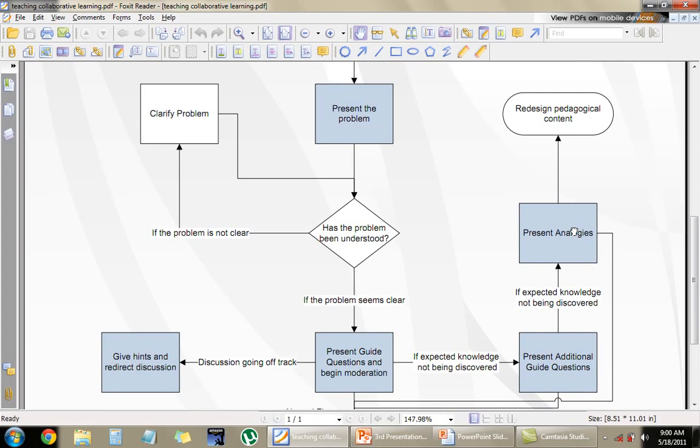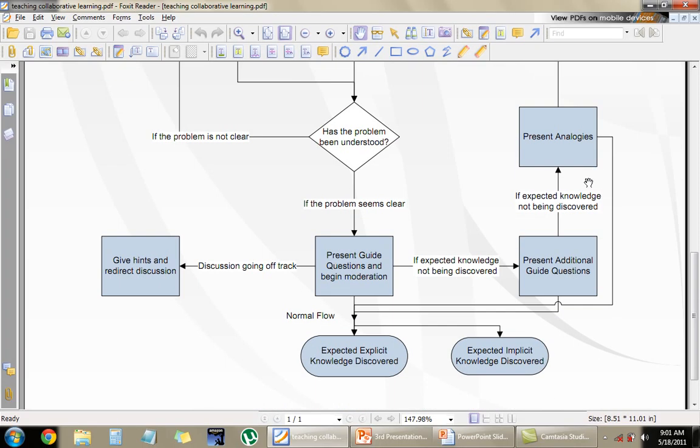Once you're sure the problem has been understood by all groups, you present them with a set of guide questions and begin the process of moderation. Moderation is basically where you make sure that the collaboration efforts of each individual group are on track. That is, sometimes there is a very incorrect way of proceeding to solve a given problem, which for sure will not work. In which case, you can steer them back in the right direction.